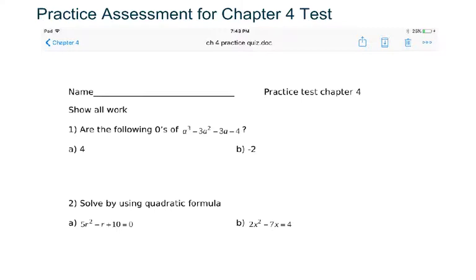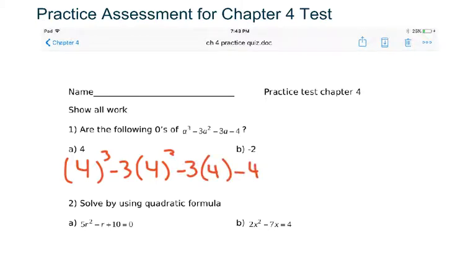In problem number 1, we want to know if the following values are zeros of the polynomial a cubed minus 3a squared minus 3a minus 4. There are two ways of going about determining if these two are zeros. One way, or the simplest way, is to actually just plug the number in and determine if the output is 0. This was called the remainder theorem. If you plug in a number that you suspect is a 0 and the remainder is 0, then it's a 0.